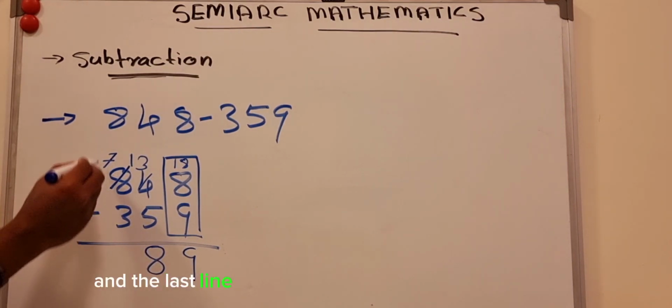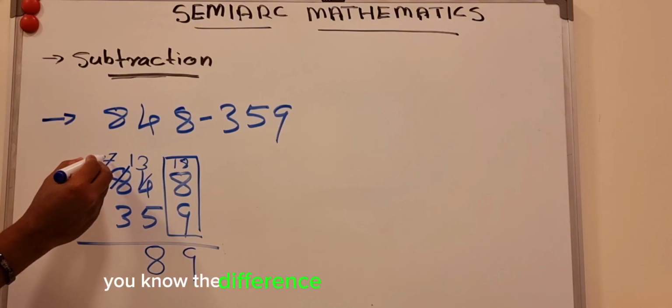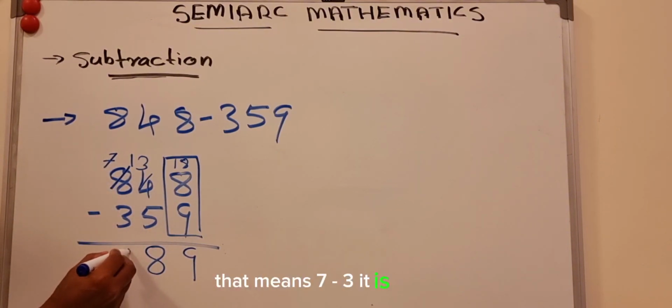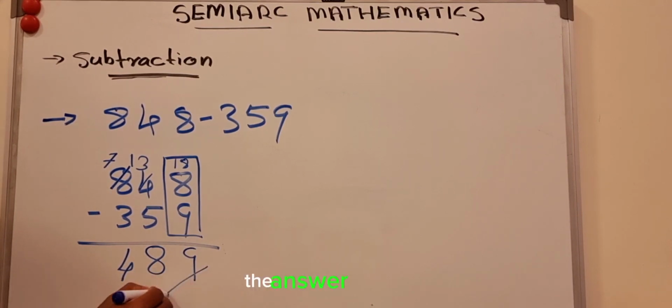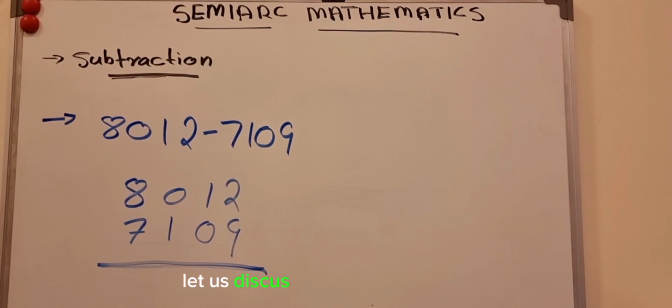And the last line, the hundreds place, you have 7, you have 3. So you know the difference between 7 and 3. That means 7 minus 3, it is 4. So the answer is 489. Let us discuss one more example.